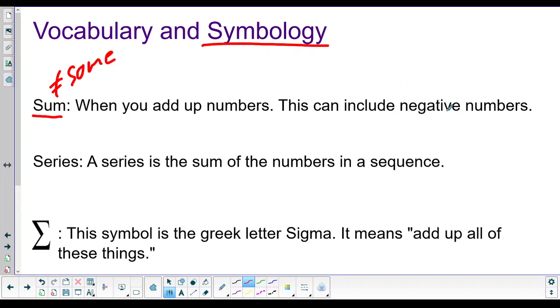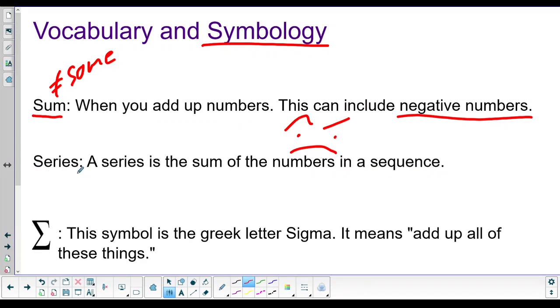For this lesson, you need to realize you can add negative numbers together, but it looks eerily like subtraction. Sometimes I tell kids that there's no such thing as subtraction, and then they give me one of those kind of looks. You know what I mean? They're like, what'd you just say? There's no such thing as subtraction. If you think real hard about it, you're just adding negative numbers. You're not subtracting. So, sum is when you add up numbers.